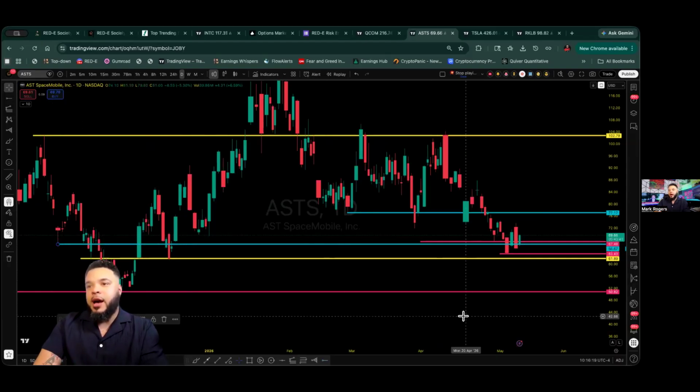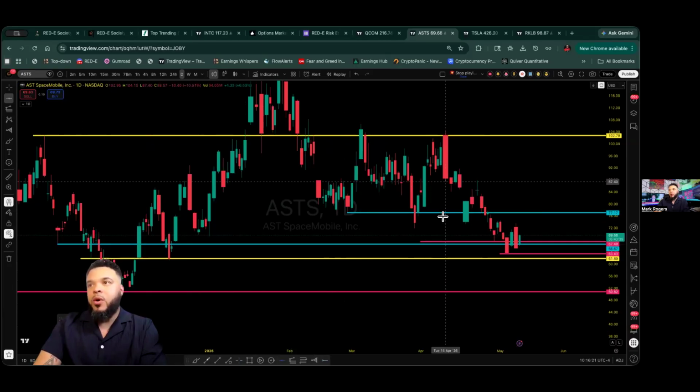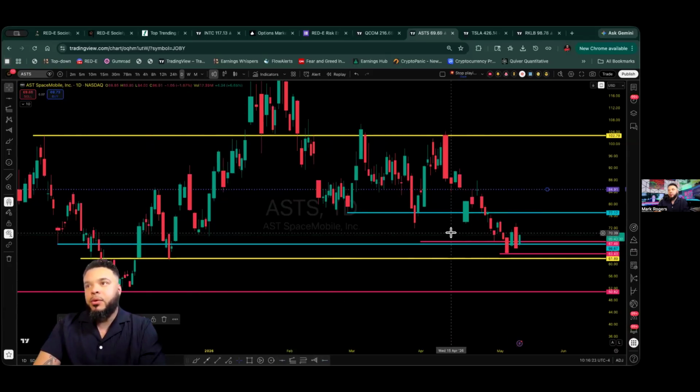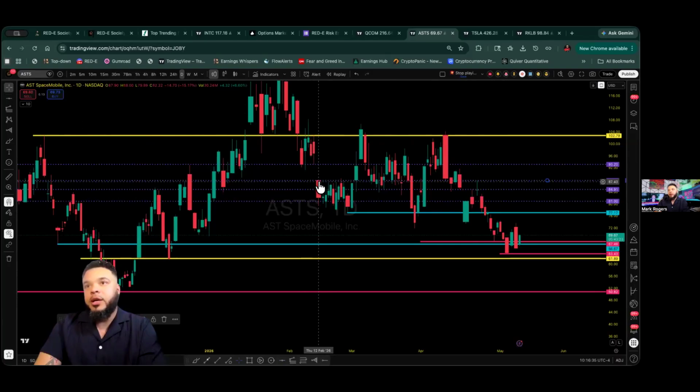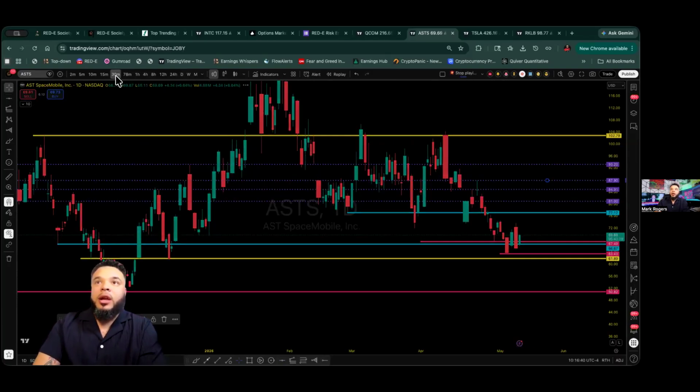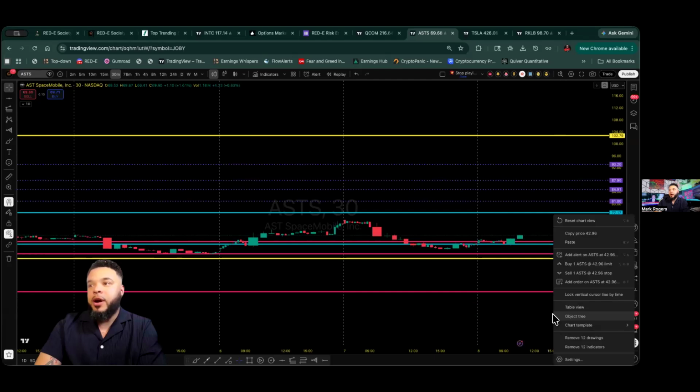Now I want to get my gaps. For gaps, I do the full horizontal line. I keep them purple and I have it dashed. And it looks like we may have actually filled one or two gaps that I'm seeing, but I just like to make sure I document them anyways when I'm mapping out my levels. All right, so once I get here, now I'm coming to my 30-minute time frame.